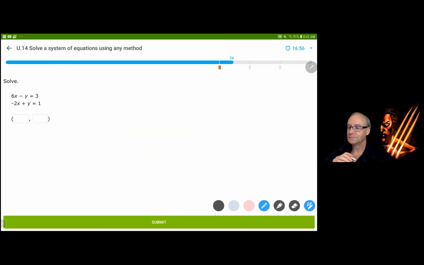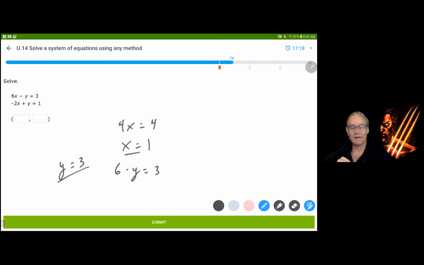All right, guys. This one I'm just going to add them up, and I get 4x equals 4, which means that x is 1. And that means that my y is going to be... I think I'll put it in my top equation. So I get 6 minus y equals 3. Really easy to make an error there.